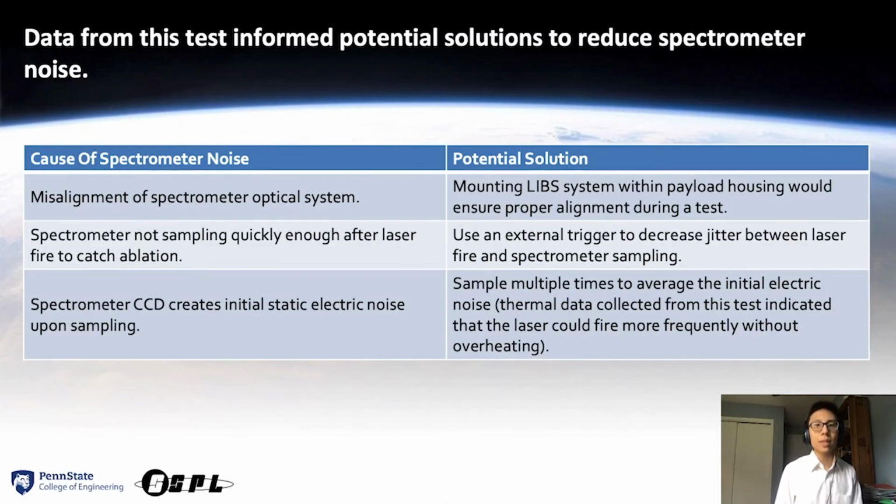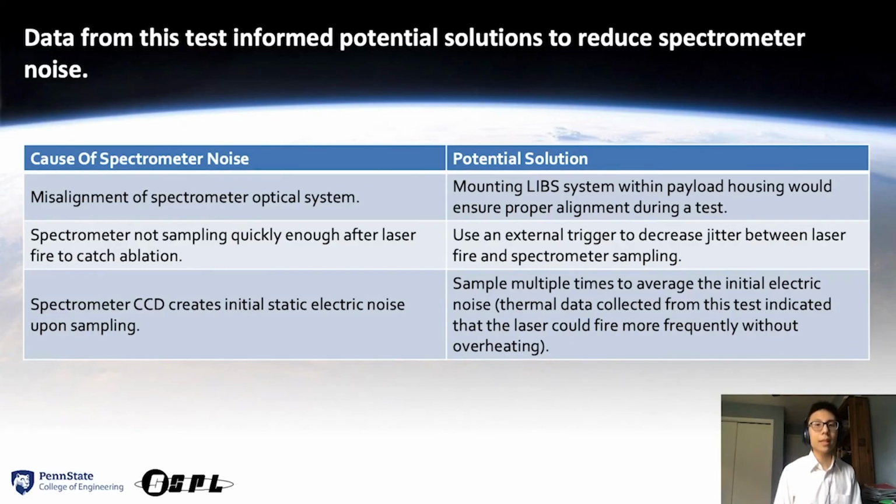The OASIS optics system has demonstrated sensitivity to misalignments. Therefore, it is possible that the optics system was misaligned during testing. Mounting the LIBS system to the payload housing will ensure proper alignment going forward. Using an external trigger will also decrease the lag time between laser fire and spectrometer sample. This will allow for a shorter integration time, reducing background noise. Implementation of an external hardware trigger has already begun.